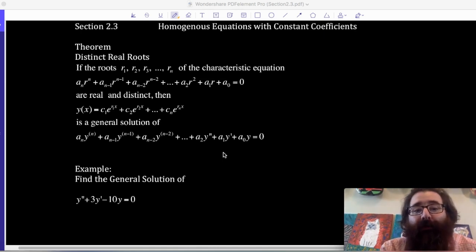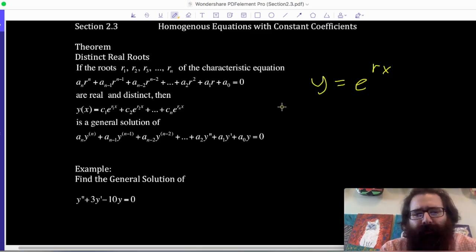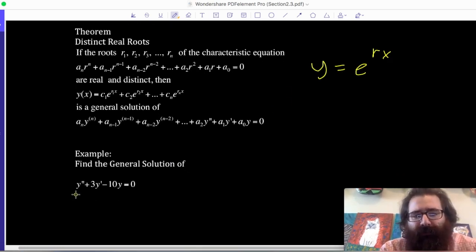Now, we did already kind of talk about this in the very first lecture. The idea is that we're going to be assuming a solution of the form y equals e to the power of rx. Now, you might ask, why are we doing that? I want you to look at this first example. We have y double prime plus 3y prime minus 10 times y equals 0.